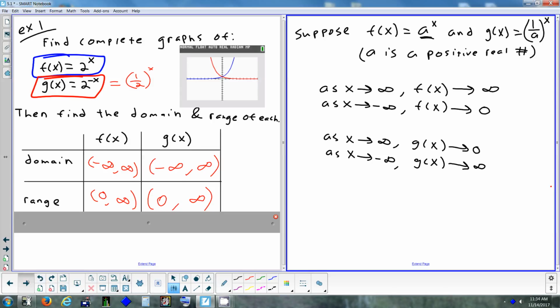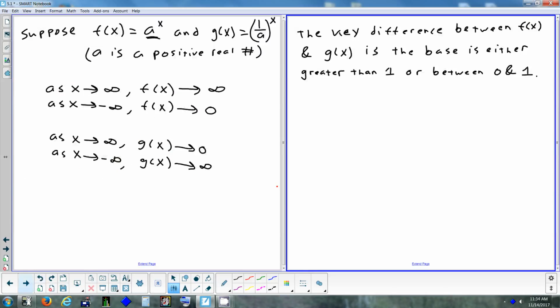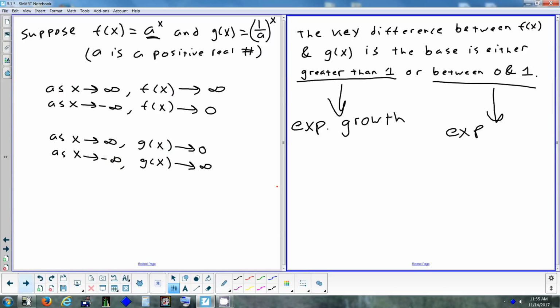Right, so let's write those terms down. So the key difference between the two graphs that we just looked at is, do you have a base greater than 1? That's exponential growth. Or is your base a fraction? Okay, between 0 and 1. That's exponential decay.